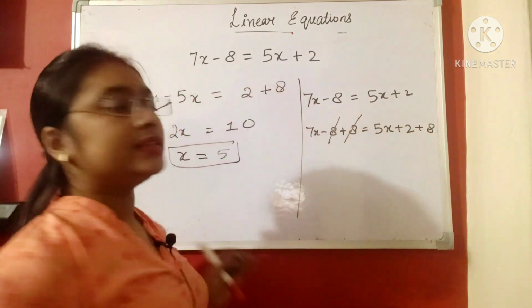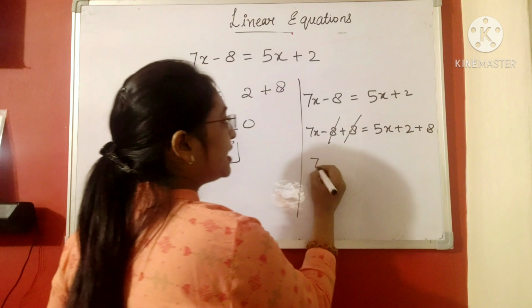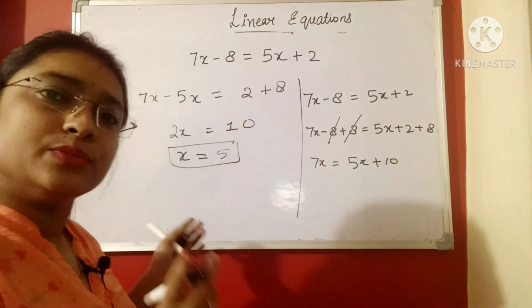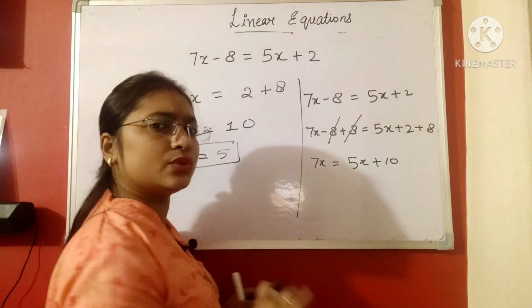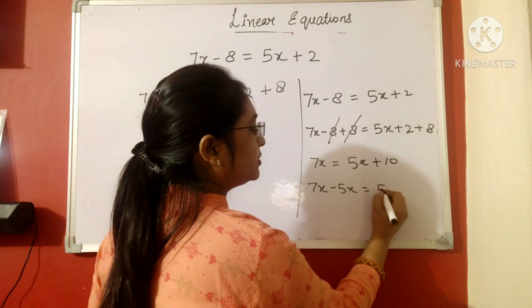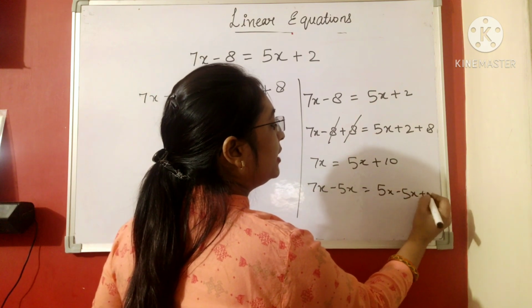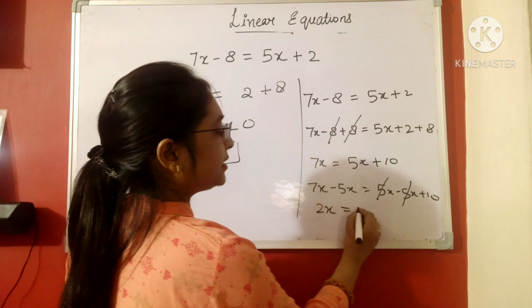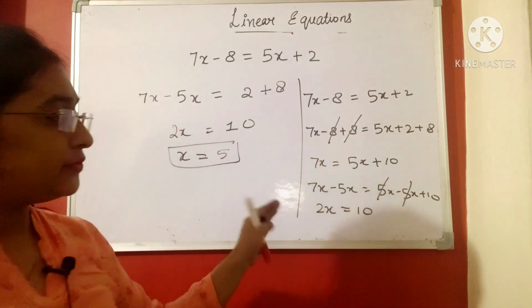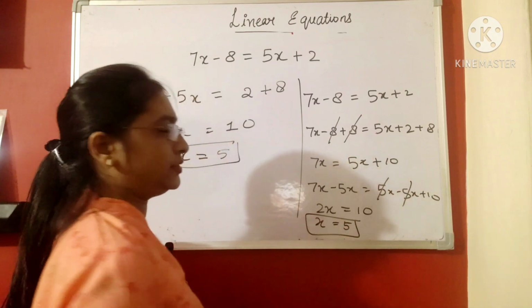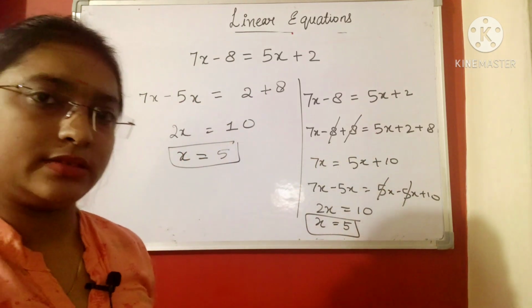From this, minus 8 and plus 8 got cancelled. 7x equals 5x plus 10. Then we need the x terms towards one side, so this 5x is also extra. So subtract 5x from both sides. Then this 5x got cancelled. Here it is 2x equals 10. Now divide by 2 on both sides. So x equals 5 is the answer. By both methods we get the same answer.